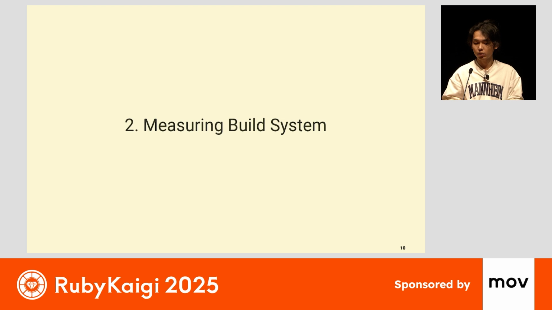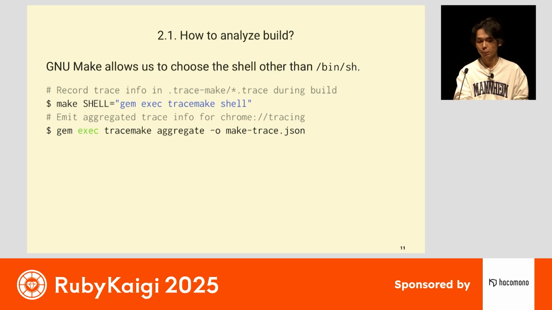So we have seen how Ruby is built today. It might seem straightforward: just configure and make. That's it. But how complex is it really? Let's measure various aspects of the Ruby build system to understand the current state.